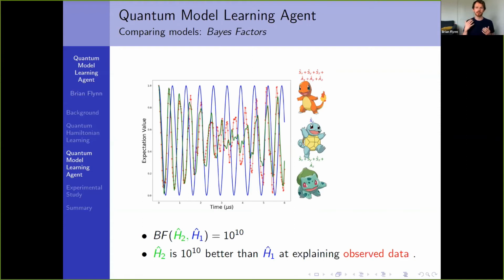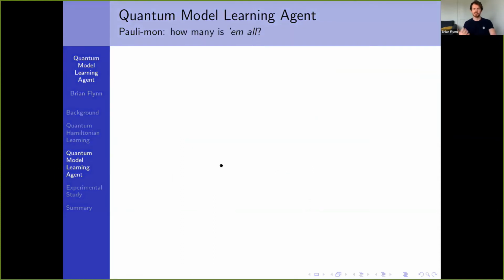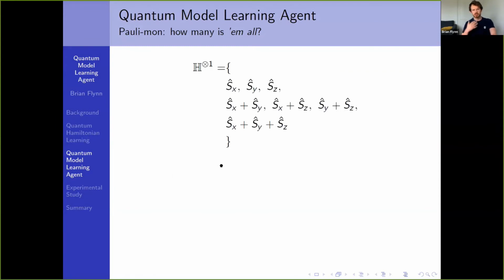All you've got to do is learn all the models that there are. Then I can compare them all through Bayes factors and then just pick my favorite out the other end. But then you start to think a little bit and you say, well, hang on, how many models are there? And you think, okay, for 1 qubit, there's just the Pauli operators. I can maybe add them together, but there's not too many. I can write them all down at least.